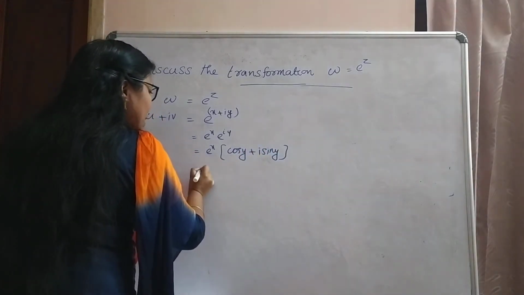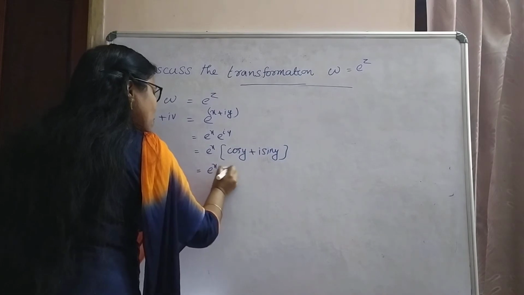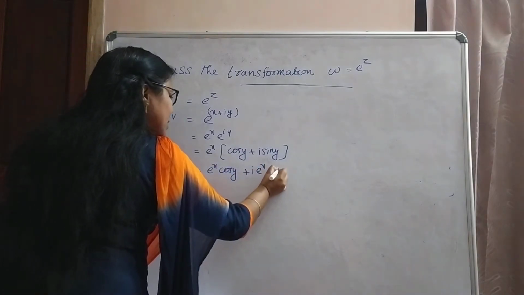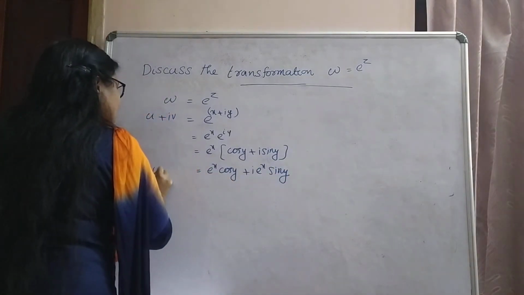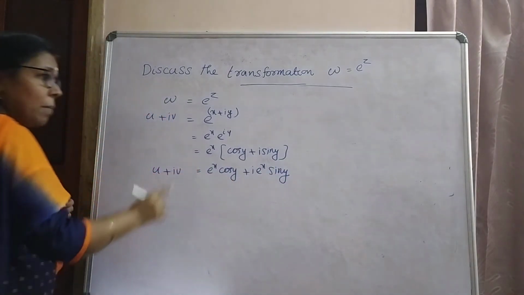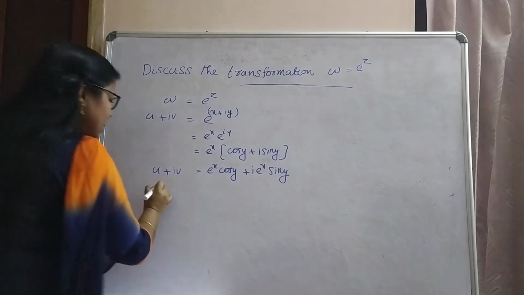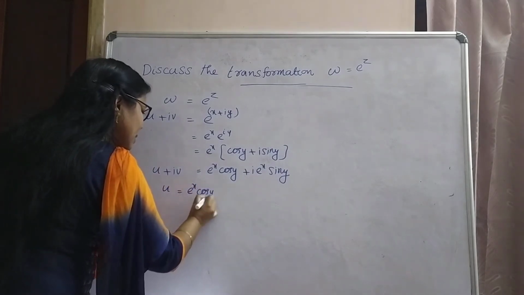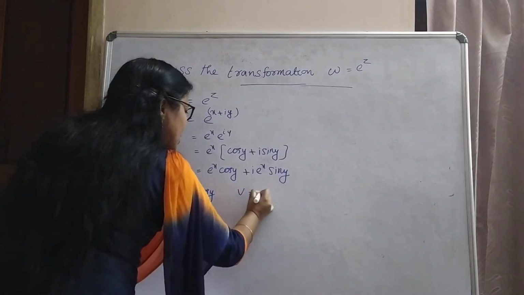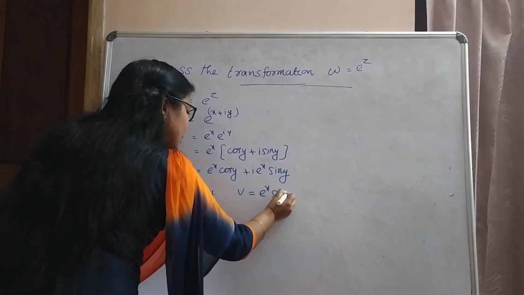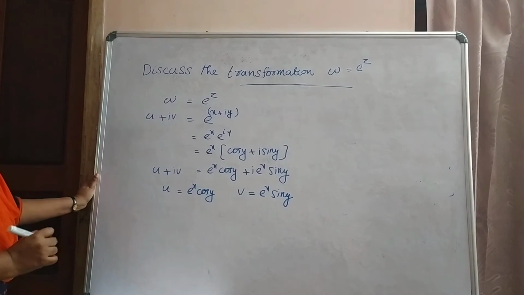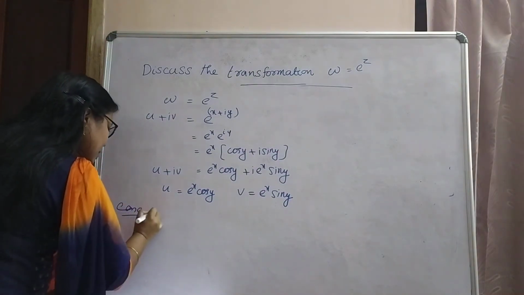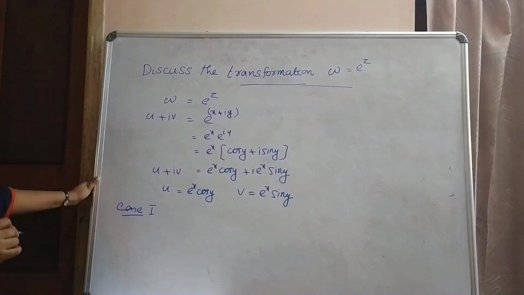By opening the bracket, we get e raised to x cos y plus i e raised to x sin y, which is u plus iv. By comparing on both sides, we get u equal to e raised to x cos y, v equal to e raised to x sin y. Now we are taking case 1. Case 1 is consider the real axis.